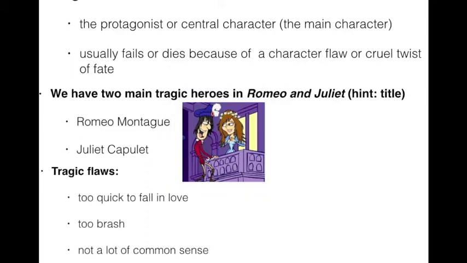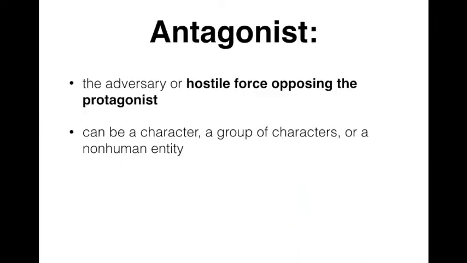We have tragic flaws. So our two tragic heroes, they have tragic flaws. They're too quick to fall in love. They're too brash. They make very quick decisions, and they don't really have a lot of common sense. But keep in mind, it's also because they're pretty young, right? Juliet's 13. We assume Romeo's somewhere around 18 or 19. Okay, so just a quick review of those.